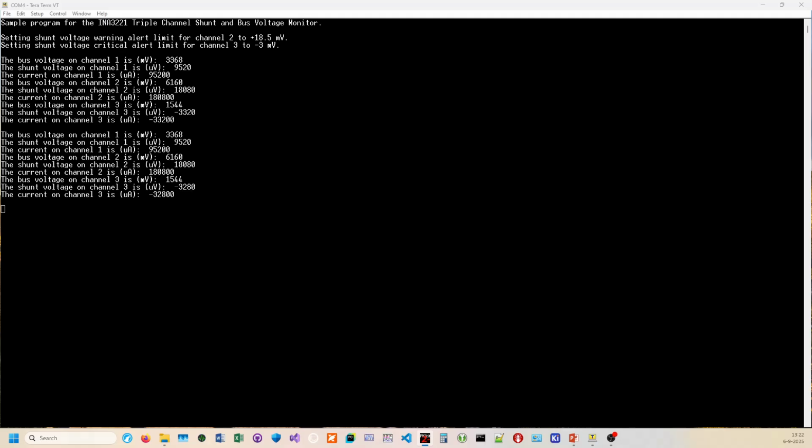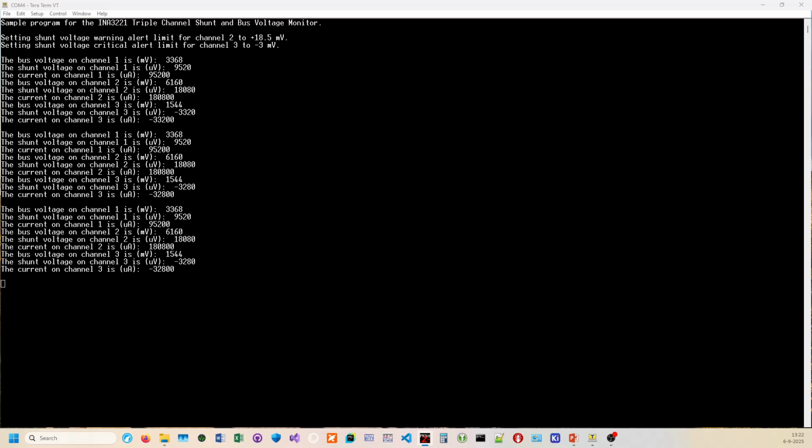So in this first demo I'm going to show the version which uses Word and SD Word, so no floats. I will reset the chip, okay, and press reset to prevent the update. What you will see here is that I'm setting a shunt warning alert on channel 2, which is 18.5 millivolts, that equals 185 milliamps. And I'm setting a shunt voltage critical alert on channel 3, which is negative, a minus 3 millivolts, which equals 30 milliamps.